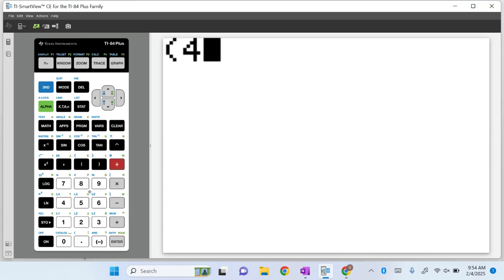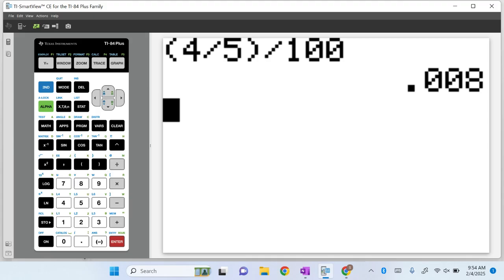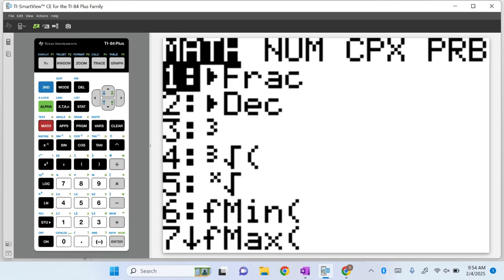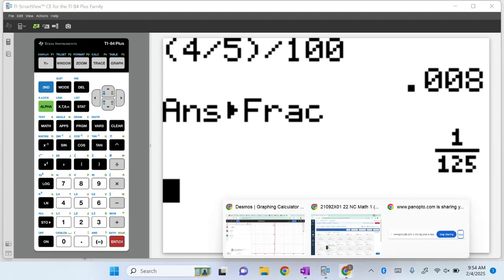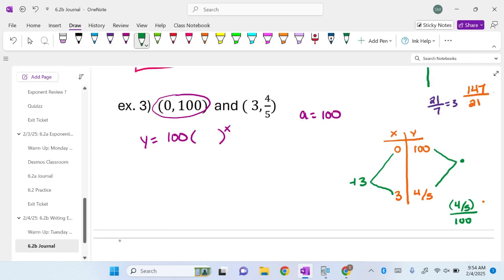So I'm going to type in 4 divided by 5 in parentheses because that represents 4/5. Then divided by 100. Now we get a decimal, but I want a fraction. So how do we convert a fraction in our calculator? I heard it. What do we hit first? Math, and then we hit enter twice. And we get 1/125. Now, that seems like a very small fraction. But remember, is that going to be our base value here?